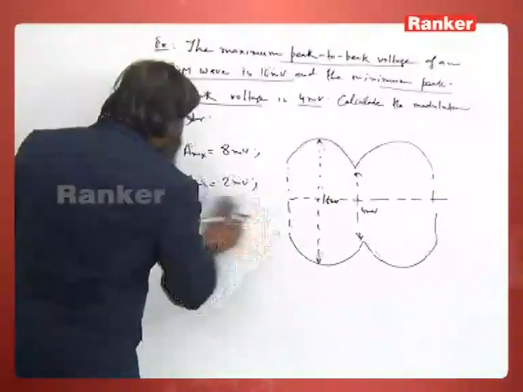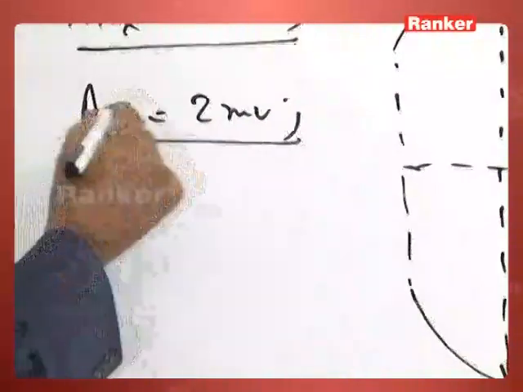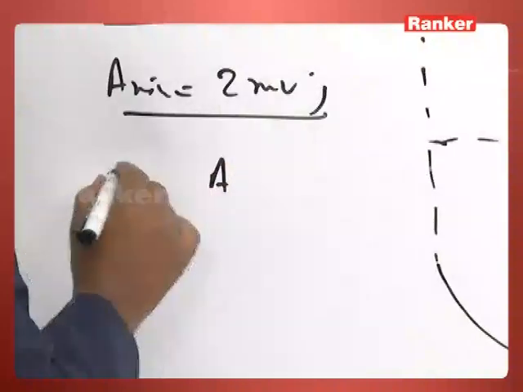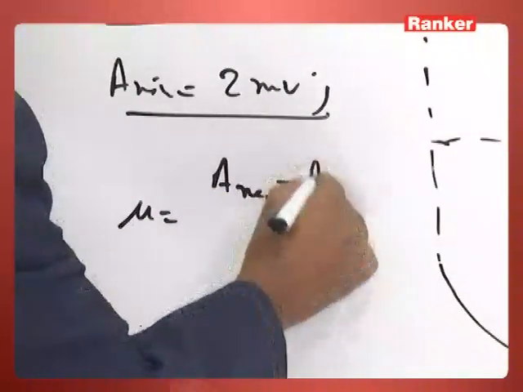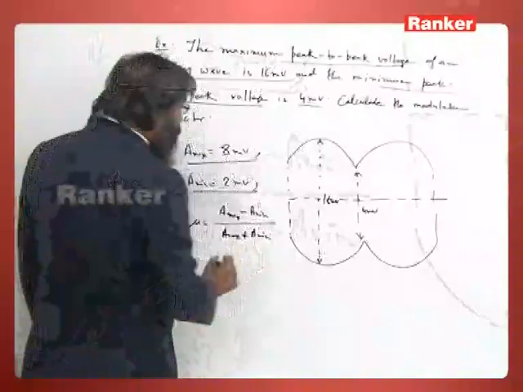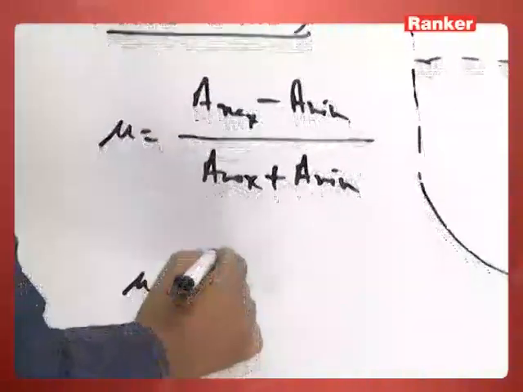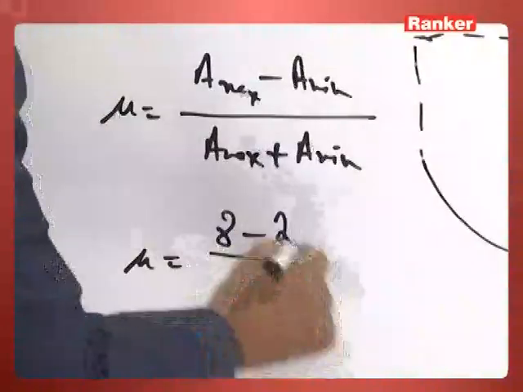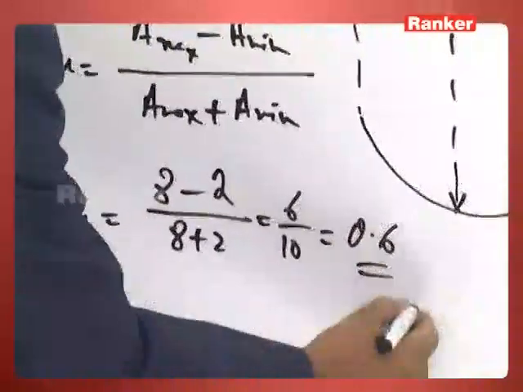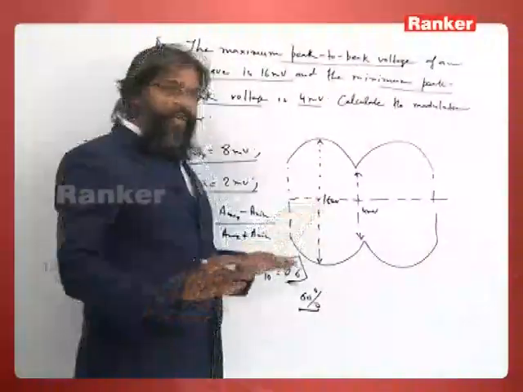So the modulation index is required. We got Amax and Amin, so we calculate mu, the modulation factor, as Amax minus Amin by Amax plus Amin. This was the result which we discussed in our first problem. So mu is equal to Amax 8 minus 2 by 8 plus 2, that is 6 by 10, that is 0.6, which is 60% in terms of percent. So the modulation index here is 60.